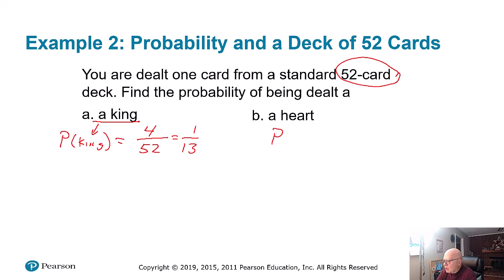Now, how about a heart? You have the standard 52 card deck. What's the chance you get a heart? Well, the 13 hearts, 52 cards altogether, reduce that, and the probability of a heart is 1/4.